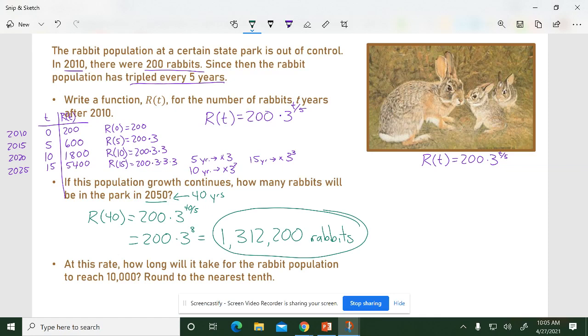Third one says, at this rate, how long would it take for the rabbit population to reach 10,000? Well, one thing we know right away is after 40 years, it's going to be over 1 million. So it's going to hit 10,000 well before the 40-year mark. But this might be a good thing to know because chances are the rabbit population is not going to grow like this forever. And maybe they know that once they hit 10,000, that's when they really have a problem. So they need to know how much time we have before it hits 10,000.